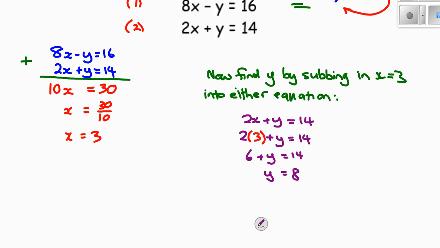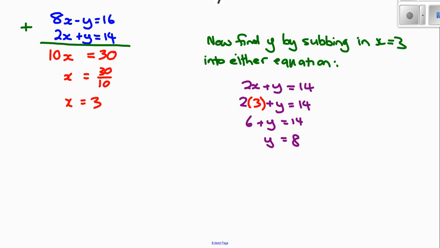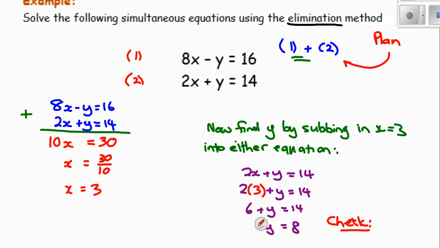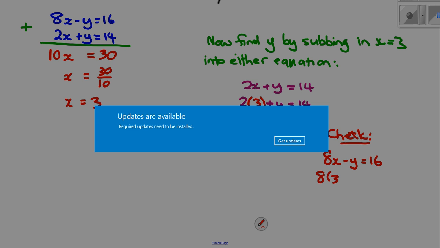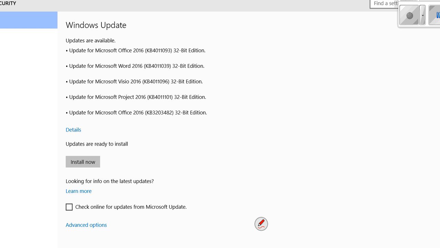which is 8. Now remember, what's similar with substitution, what do we tend to do at the end to make sure we've got the correct answer? Right, we do a little check. I'm going to do my little check over here. I'm going to check in the other equation, just for fun. 8x minus y equals 16. So we've got 8. x is equal to 3.